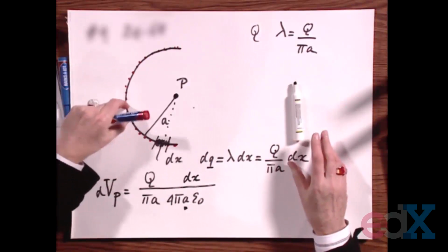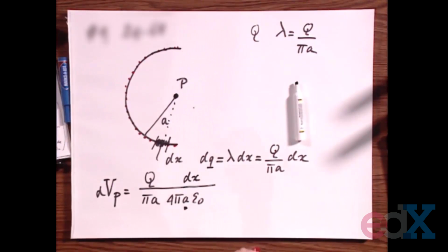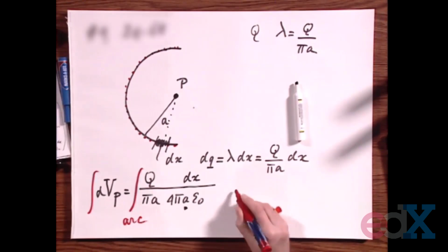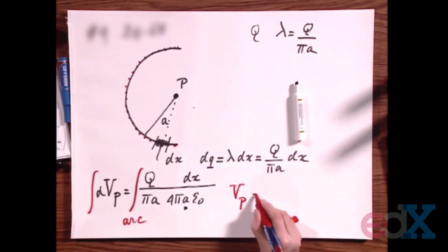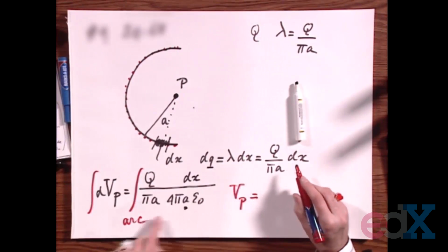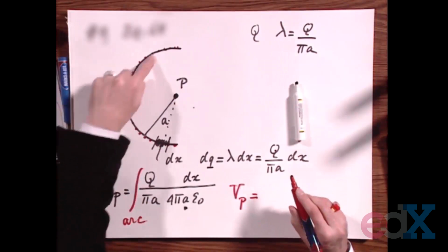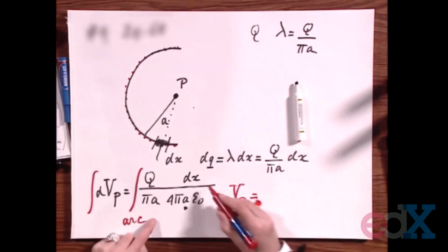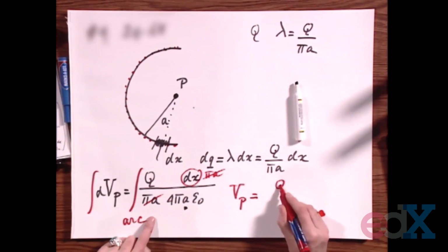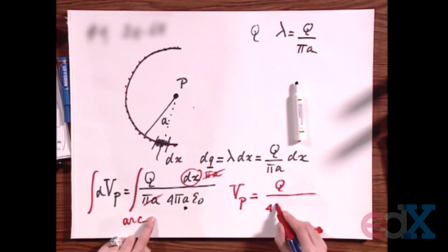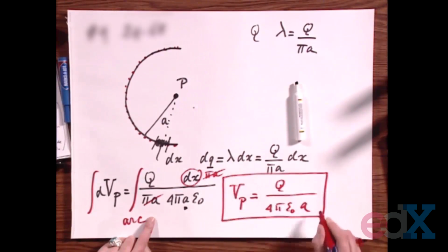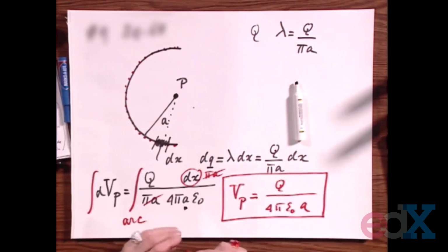But now I have to add all these elements dx. So that makes it easy. So I do an integral. And the integral has to be done along the arc. And that would give me then that Vp is Q divided by pi a divided by this times the integral along the arc of dx. But the integral along the arc of dx itself is pi a. So I lose the pi a, and so I get Q divided by 4 pi epsilon 0 times a. That would be the potential at this point P due to this half arc.